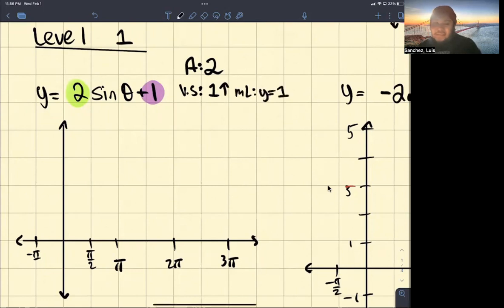Okay, so we have everything we need. Our period and everything else is gonna stay the same. So I'm gonna go ahead and draw this midline. Okay, y equals 1. So I'm gonna draw a dotted line at 1.